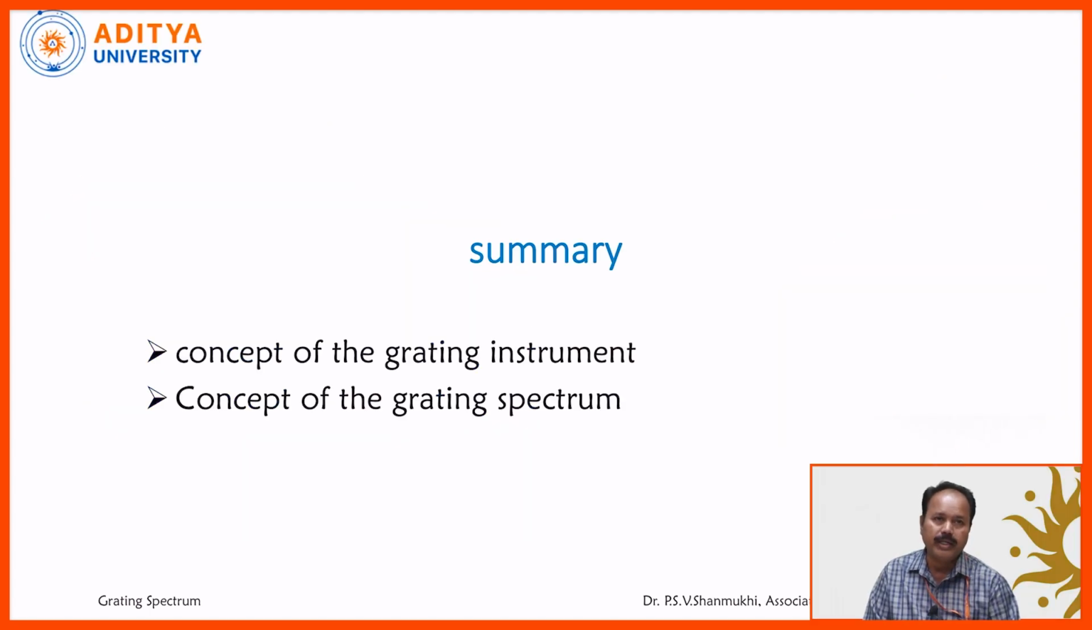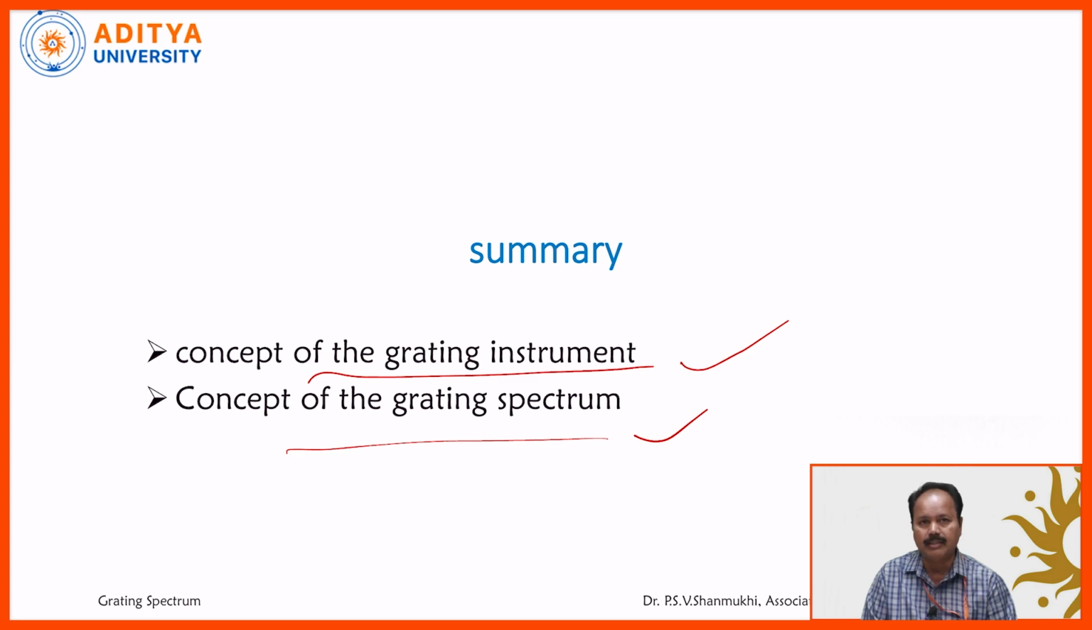So what we just discussed here is the grating. What is the grating instrument? Grating is an optical instrument which is used to get the diffraction pattern due to light. And what is the grating spectrum? After passing through the grating, the white light gets separated into the 7 colors, and to get more separation, we need more lines on the grating, so that the grating element decreases, and with more lines, we get more dispersive power. So the grating spectrum also we have discussed here. Okay, thank you very much.